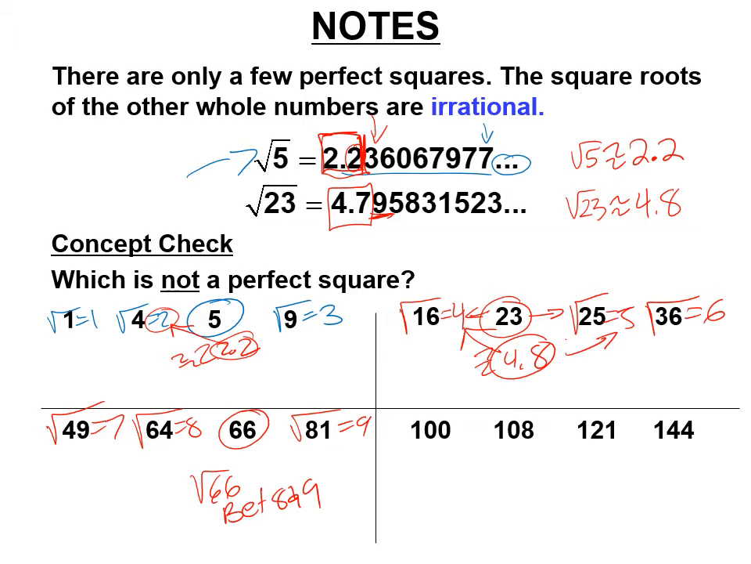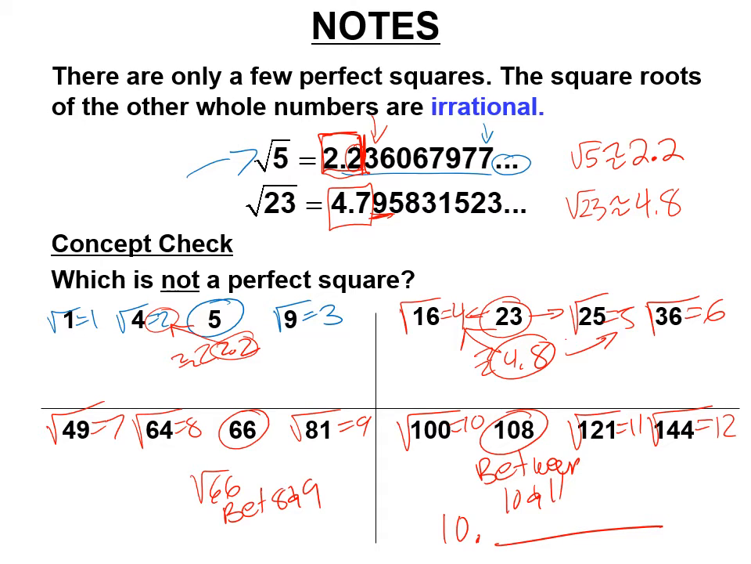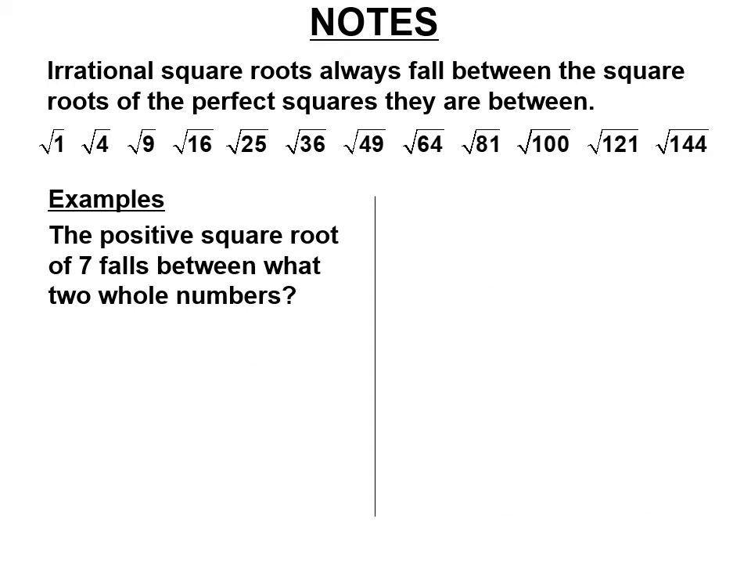Which one's not a perfect square? Square root of 108. Square root of 100 is 10. Square root of 121 is 11. Square root of 144 is 12. So this square root of 108 is between 10 and 11. It's some decimal, 10 point something that goes on forever. This square root of 66 is 8 point something that goes on forever because it's between 8 and 9. So that's what we're going to do.